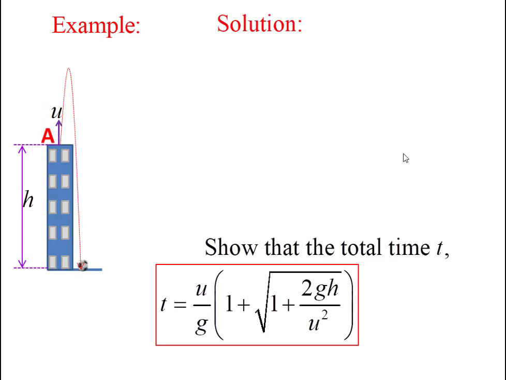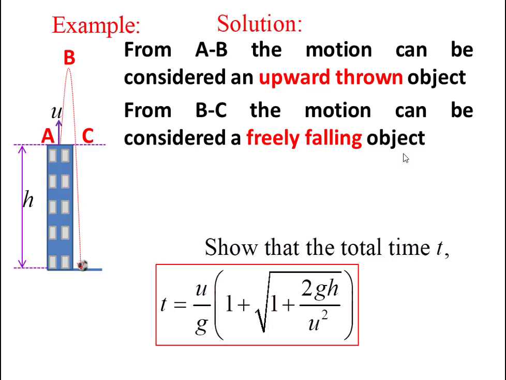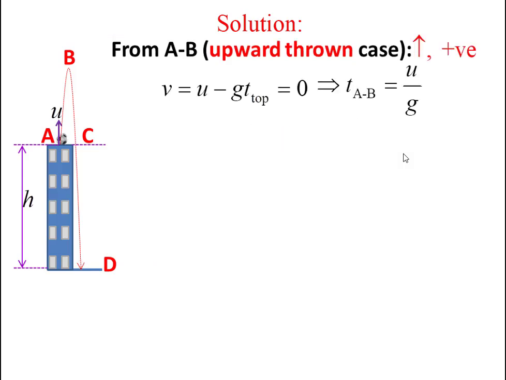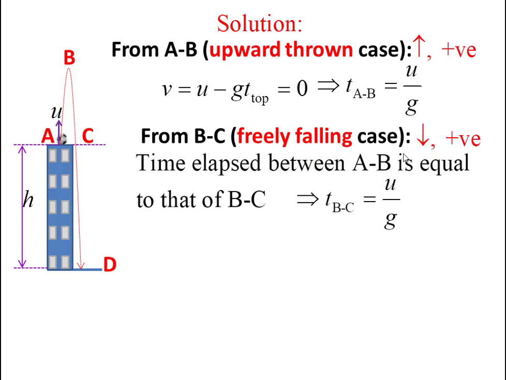If we consider this point to be A, that point to be B, then from A to B the motion can be considered as an upward thrown object. From B to C, you can consider that interval of motion as freely falling motion. From C to D, the motion can be considered as a downward thrown object. At the top, the final velocity is 0, so t between A and B becomes simply u over g. From B to C, for the freely falling case, the time elapsed between A to B is actually equal to the time elapsed between B to C.